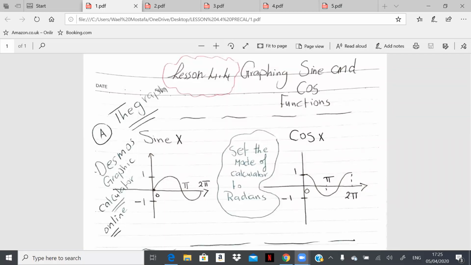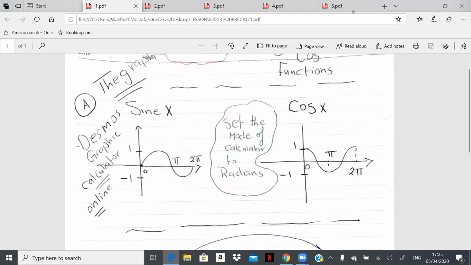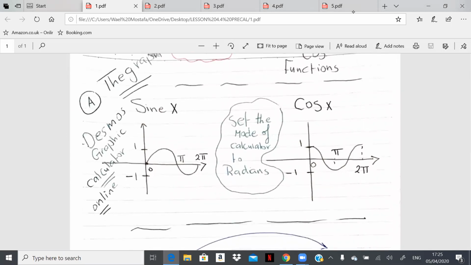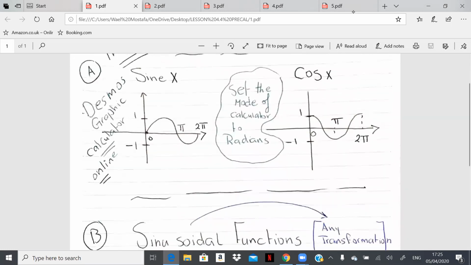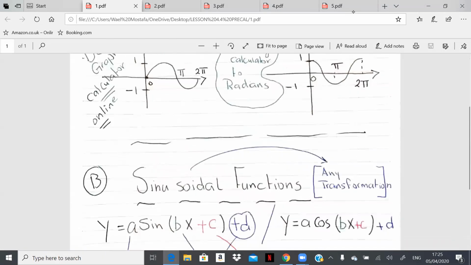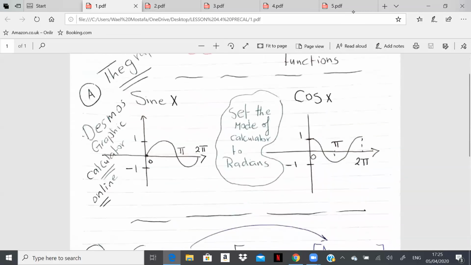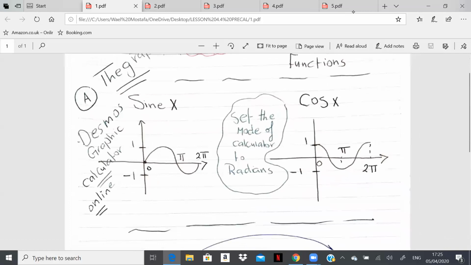Okay, we are going to explain lesson 4.4, graphing sine and cosine functions. First of all, I have to tell you what you have to know, only what you have to know. For the graph of sine x, we have two sections, section A and section B. Section A is concerning the graph for sine and cosine, and section B is for transformations, sinusoidal functions.